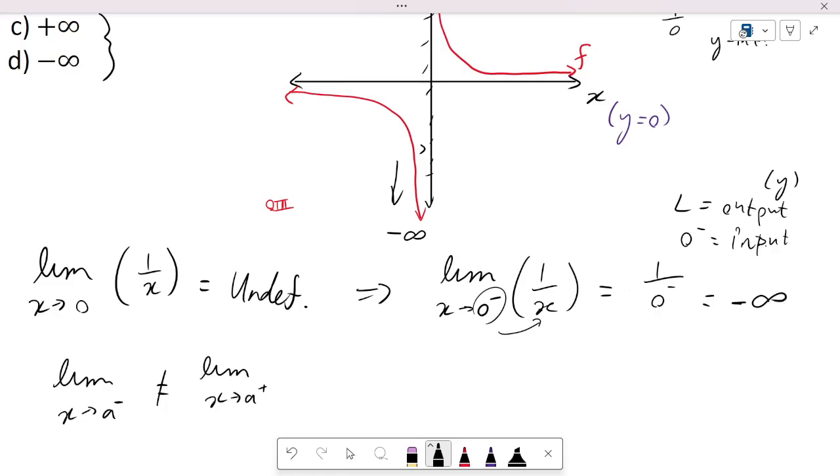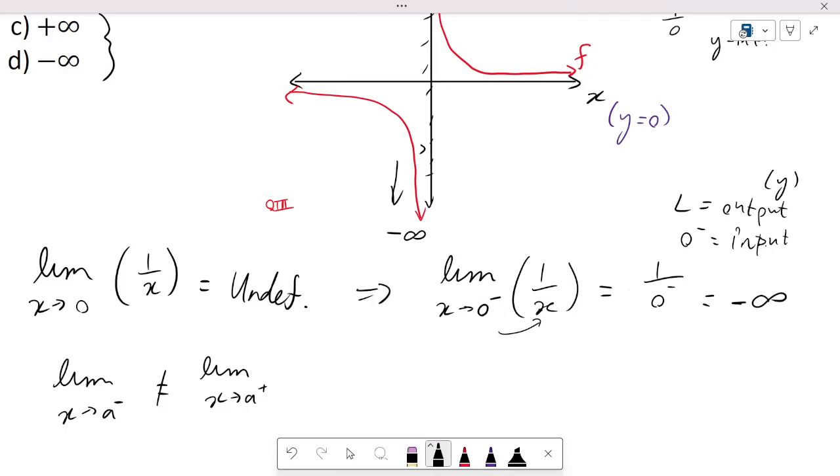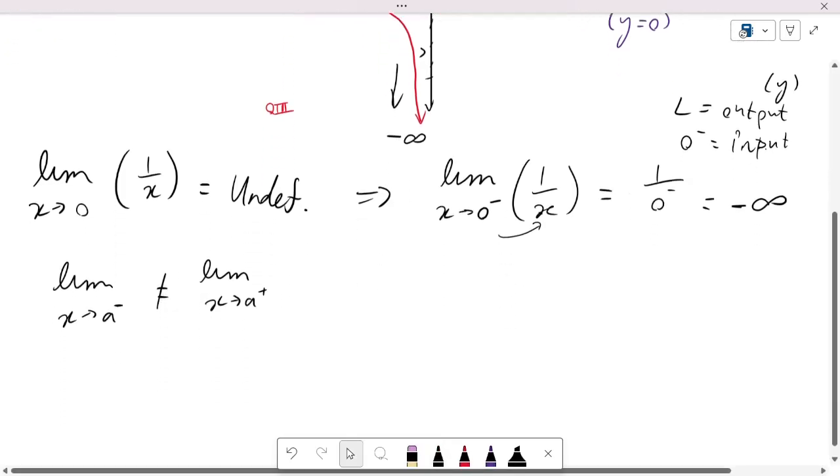If you didn't catch that, I do recommend going backwards because I might have gone a little bit fast, but if you understand, good job. Now let's look at it as it approaches the right-hand side.